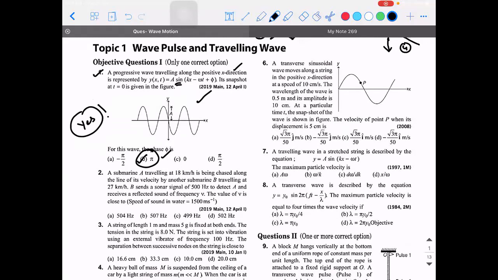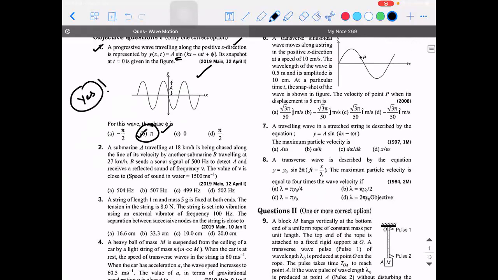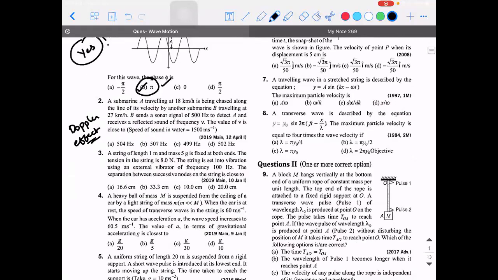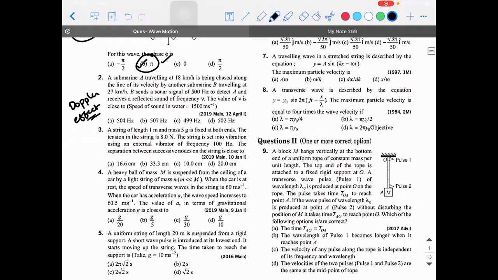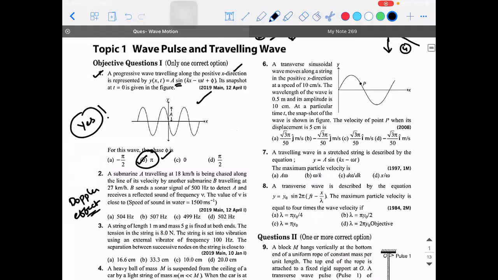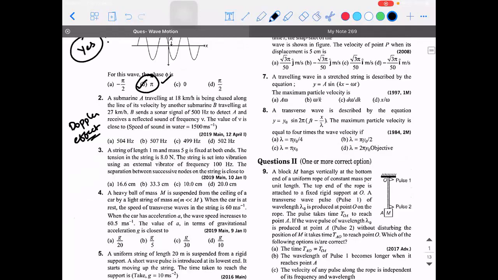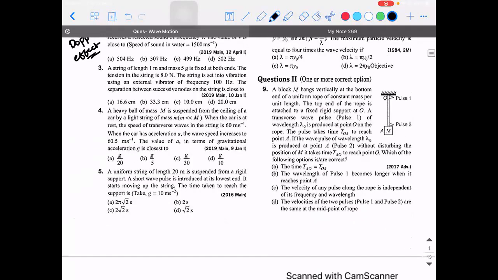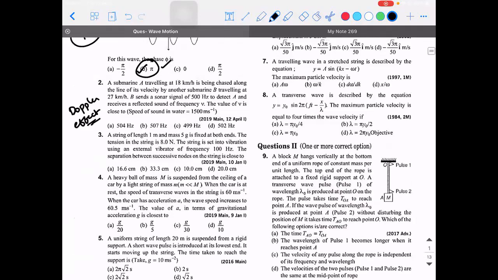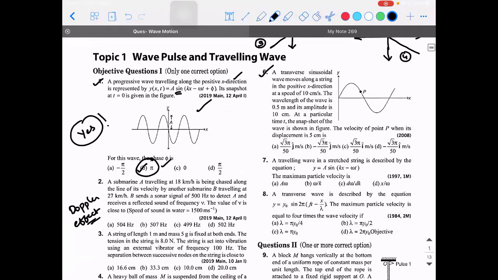Yes, sir. Okay. So the next problem is actually based on the Doppler effect. Let's do it later. Wait, let me look for another problem with respect to a standing wave. A string of 20 centimeters suspended, a short pulse created, the time taken. Okay, this one will not work. Let's do 6th, 7th, and 8th.